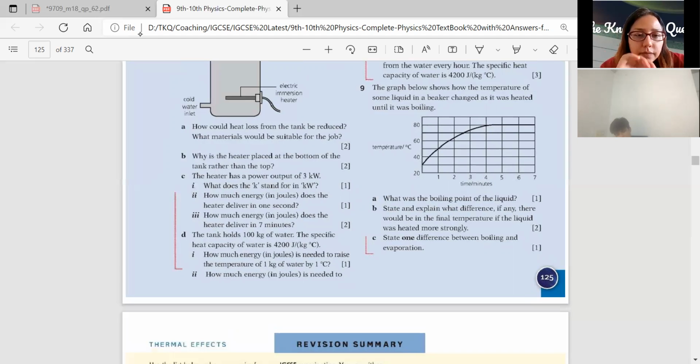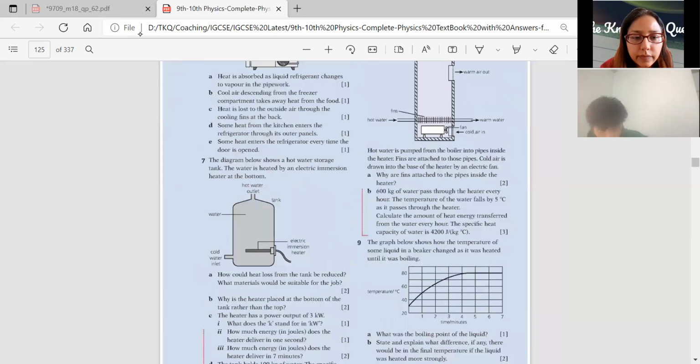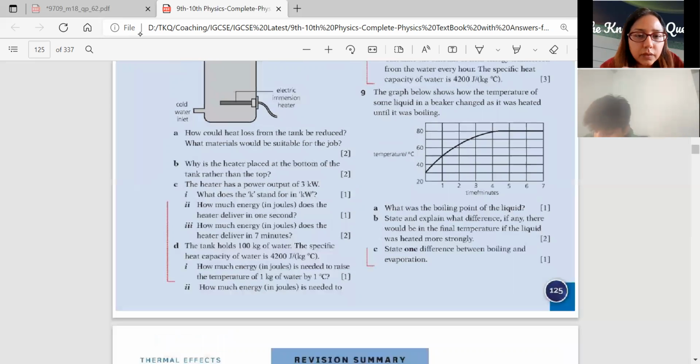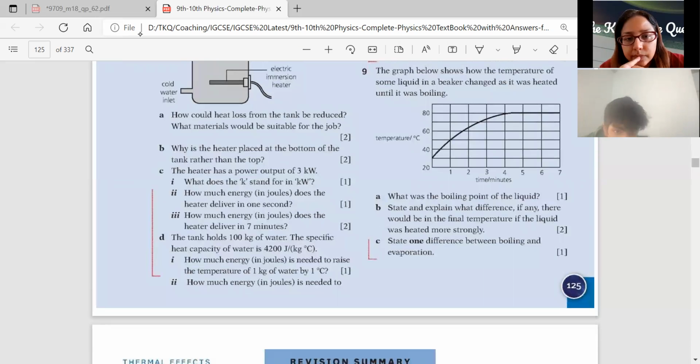Okay, this C part. Question number 7. Question number 7, C. Which is question 7, left one. Here. Should I mark? Yeah, because I can only see 9.